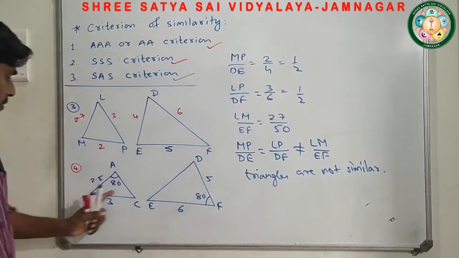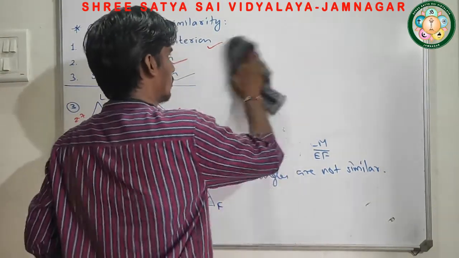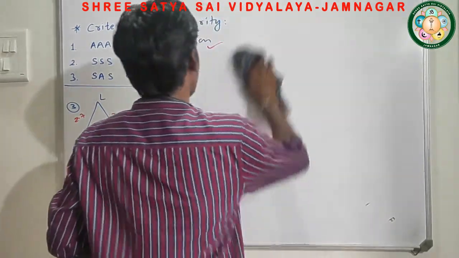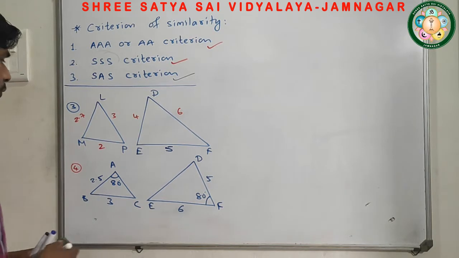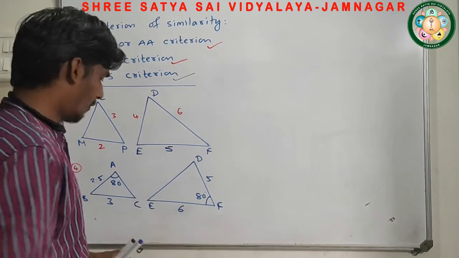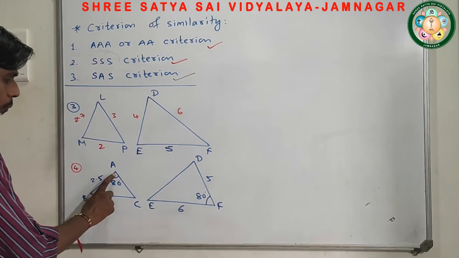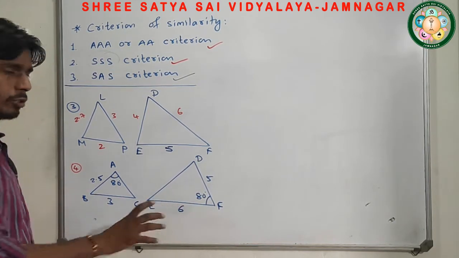The last one, the fourth one. If you look at the triangles, just observe it orally, you'll be able to understand it. It's 80, 80. Angles are equal. Angle A is equal to angle F. But now here, it's 2.5, it's 5. It's correct. They are in proportion. This 3 and 6 are also in proportion.